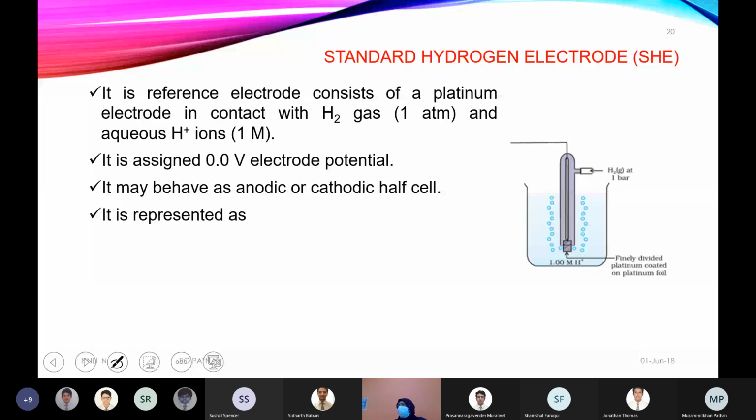It is a reference electrode, consisting of platinum in contact with hydrogen gas at 1 atm or 1 bar pressure, and an aqueous solution of H+ ions with 1 molar concentration. Same thing, but it's specified here one more time.